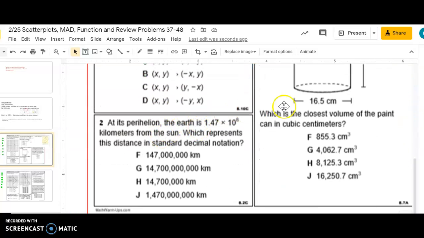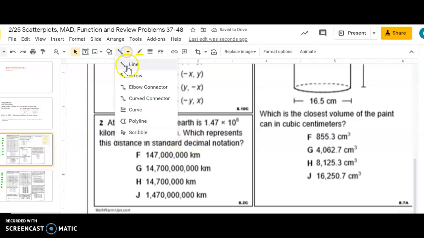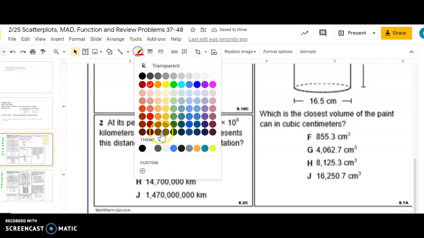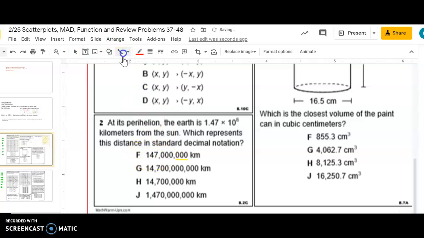All right. So on this one, it's scientific notation. That number's an 8, and therefore we're going 8, and so it's 1, 2, 3. There's 3, and then we go 4, 5, 6, 7, 8, and so it would be F.